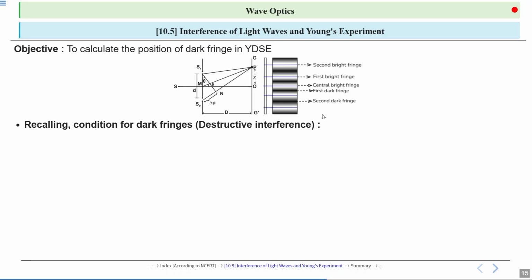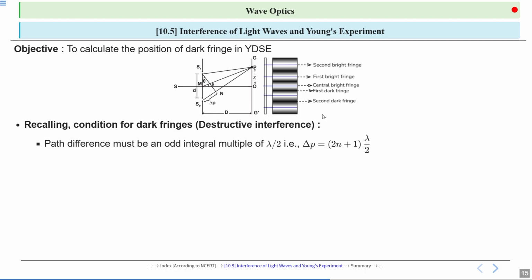Okay, so let's recall the condition for dark fringes, which are the result of destructive interference. This occurs when the path difference between the two waves is an odd integral multiple of half the wavelength. This is crucial because it determines where the dark fringes will appear on the screen. So the path difference must be an odd integral multiple of lambda by 2, expressed as delta p equal to (2n plus 1) lambda by 2. So 2n plus 1 is the odd integral multiple.